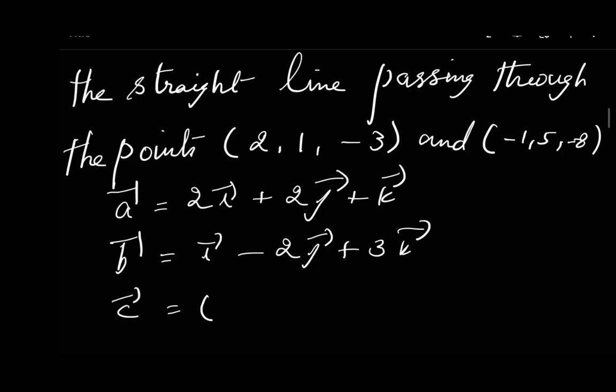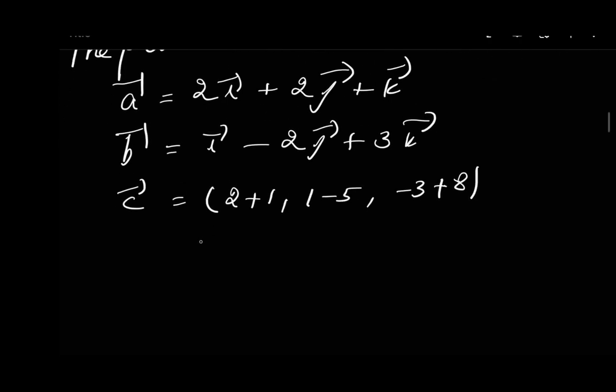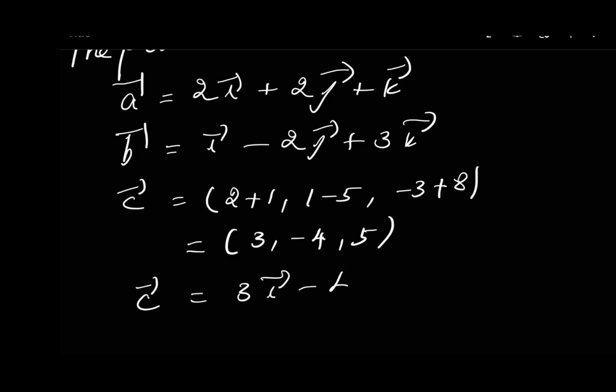Take the difference of the points: x1 minus x2 is 2 minus of minus 1, which is plus 3; 1 minus 5 is minus 4; and then minus 3 minus 8 is minus 11, so minus of minus 8... The point we get is 3, minus 4, 5. So in vector form we write C as 3i minus 4j plus 5k.